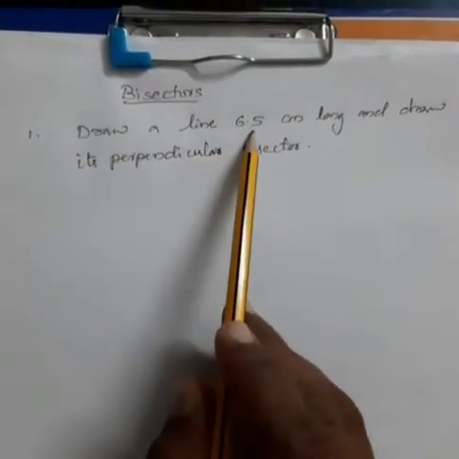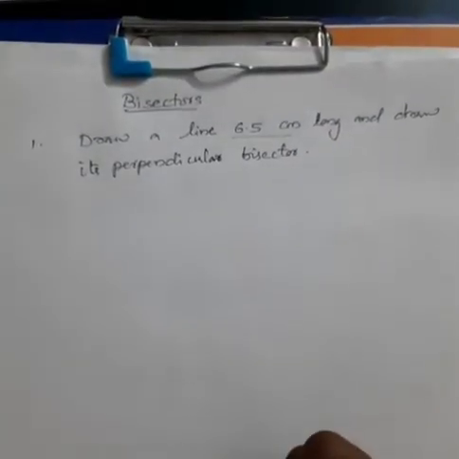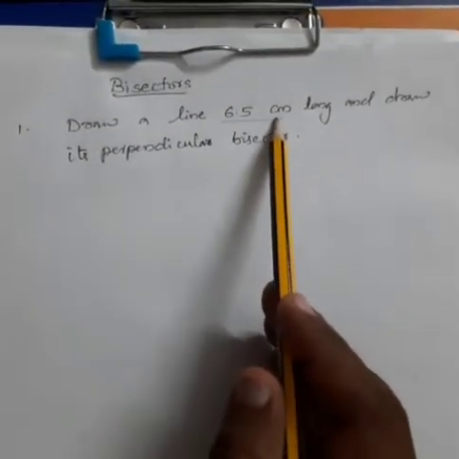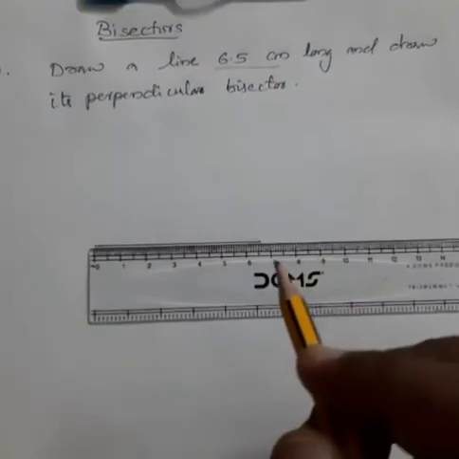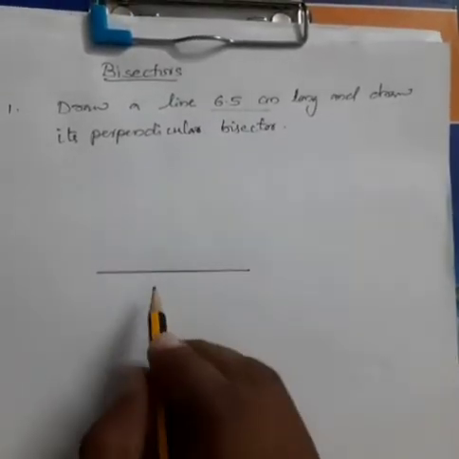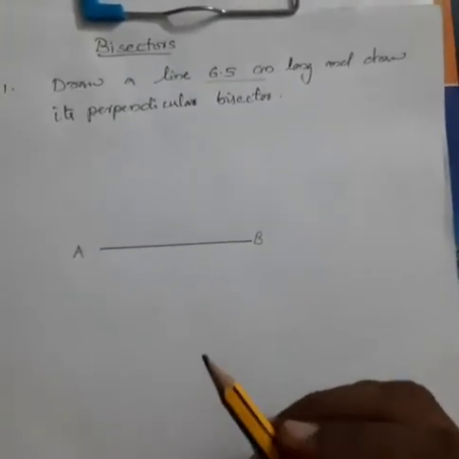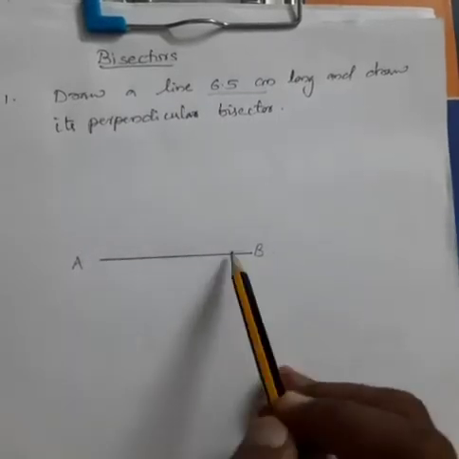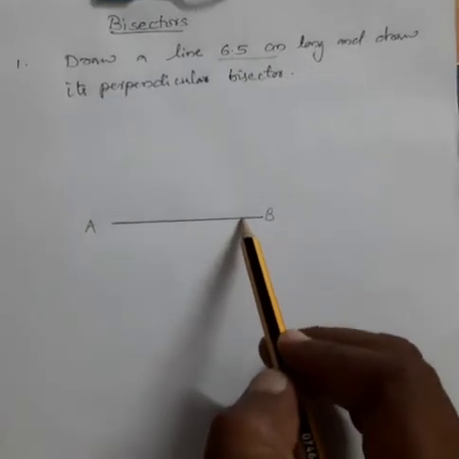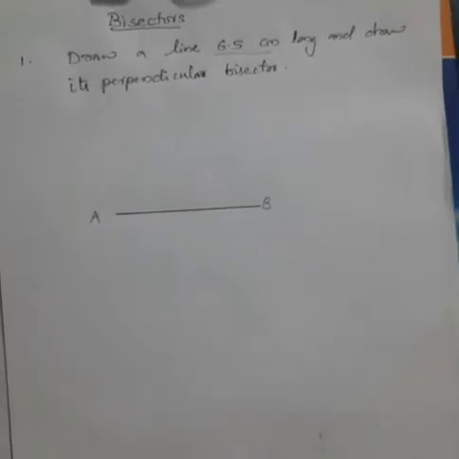Draw a line 6.5 centimeter long and draw its perpendicular bisector. So how will you draw this? First you have to draw a 6.5 centimeter line. So using a scale you have to draw a 6.5 centimeter line. Give the name as A and B. So you have to draw a bisector for this AB. A perpendicular bisector you should draw for AB. So how will you draw this? How to draw a perpendicular bisector?